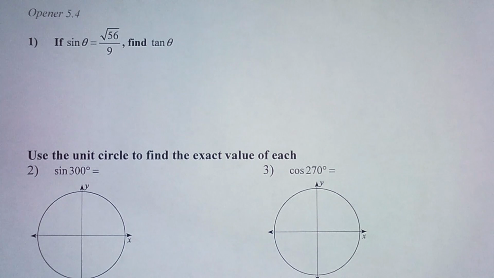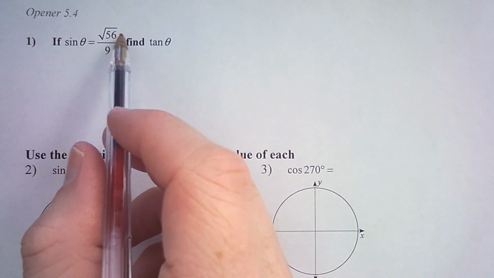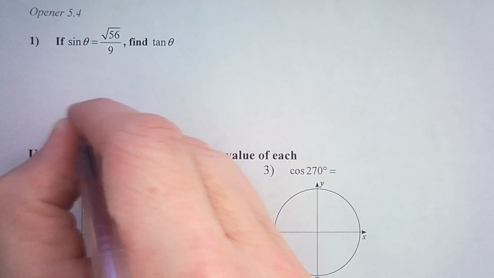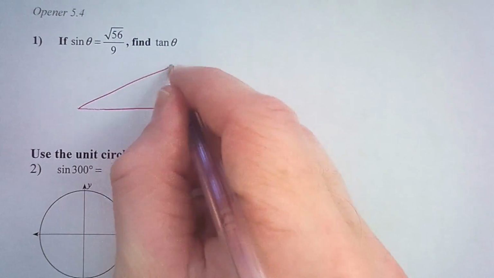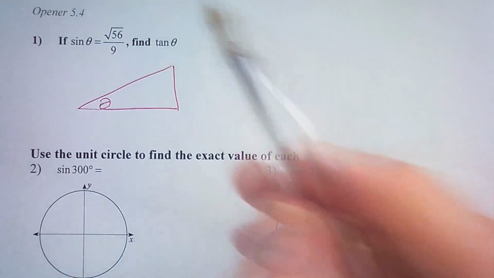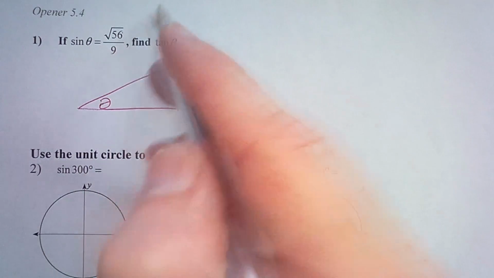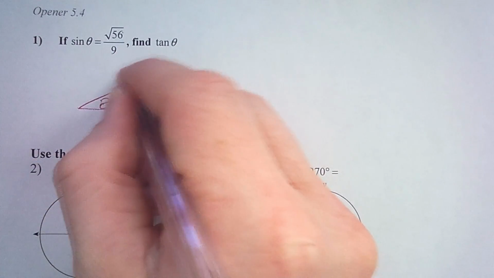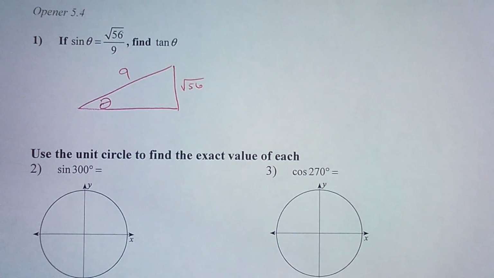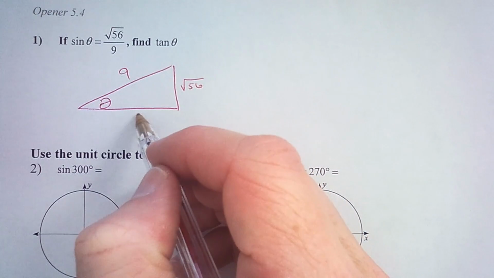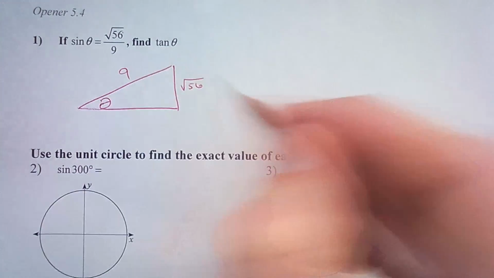So now a little review to close out our lesson. If sine theta is root 56 over 9, find tangent theta. So here is a right triangle, and we'll put angle theta right there. Sine is opposite over hypotenuse, so that's the square root of 56 as the opposite, 9 is the hypotenuse. We want to know tangent theta, so that's opposite over adjacent. Okay, so we need to know adjacent.